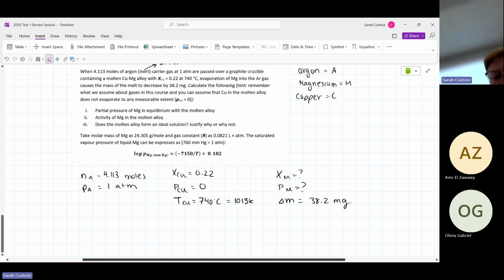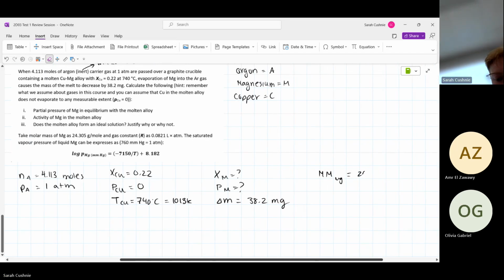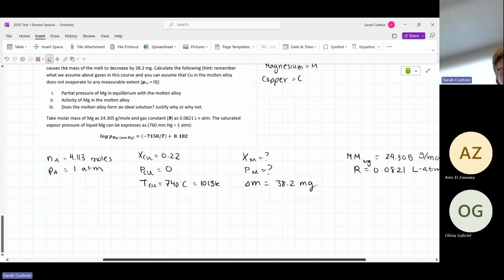So then it wants us to figure out the partial pressure of magnesium, then we want to find the activity, and then we want to talk about if it's an ideal solution or not. Other information we're given is that the molar mass of magnesium is equal to 24.305 grams per mole. And we know that R is equal to 0.0821 liter atmospheres. And then we're given this funky equation for log P Mg.